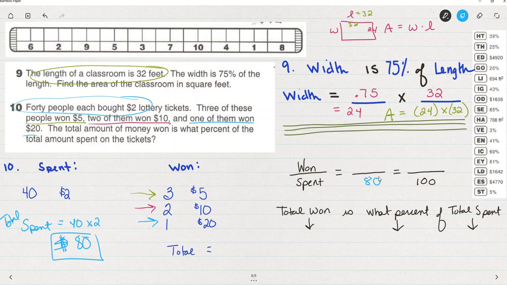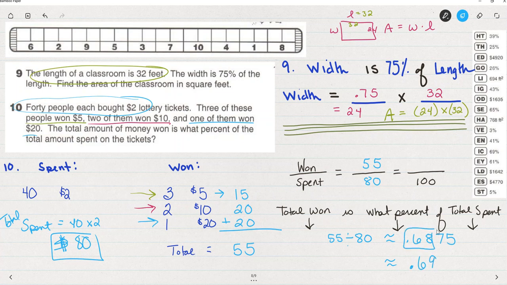So spent is $80. How much was won? Well, the 3 winners of $5 each is $15. 2 winners of $10 each adds up to $20. And 1 winner of $20. Looks like our total is $55. And if I divide 55 by 80, I'm going to get 0.6875. Rounded to the nearest hundredth, that's going to be 69 out of 100, or 69%.